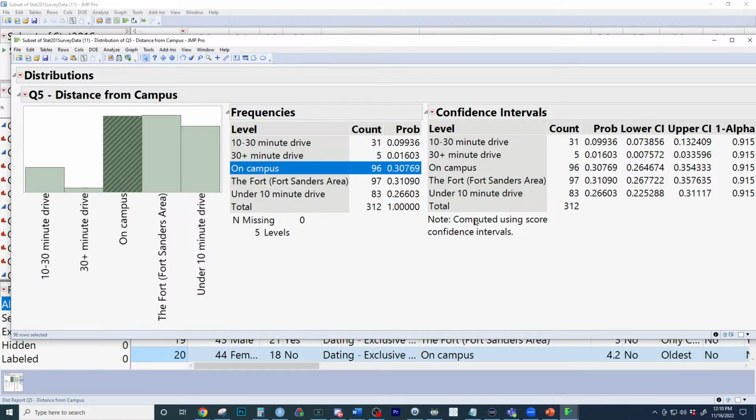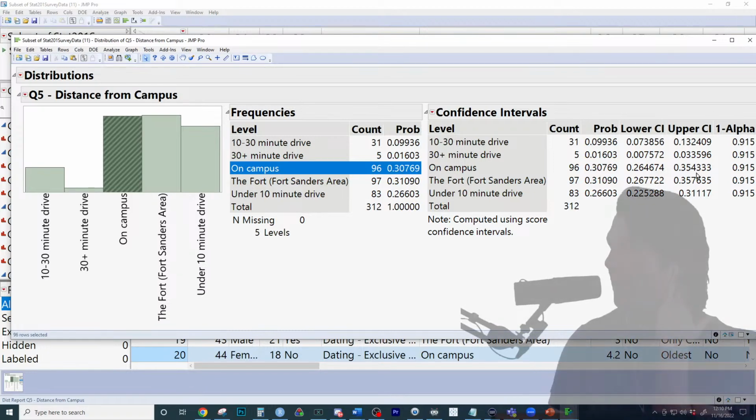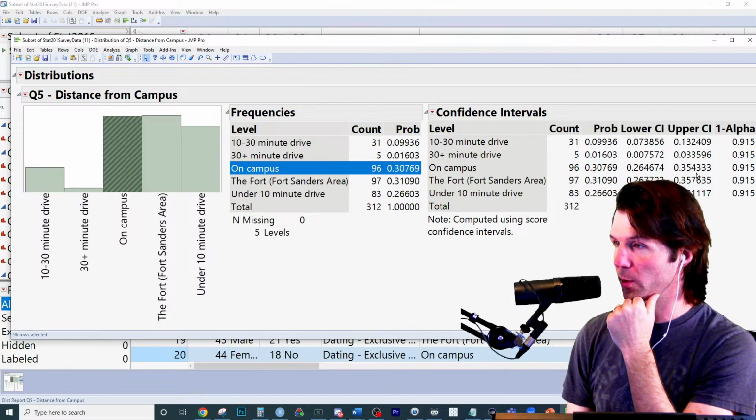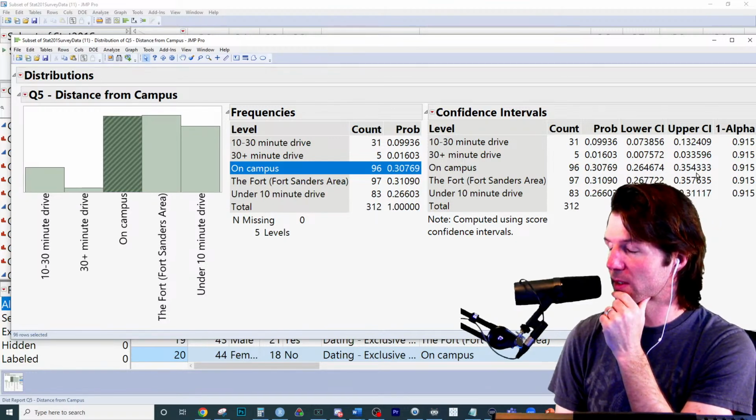I am 91.5% confident that the true proportion of students who live on campus is contained in the interval 26.4 to 35.4. So do you think it's possible about a third of students live on campus? Do you think it's plausible that a third of students might live on campus? What are your thoughts on that?